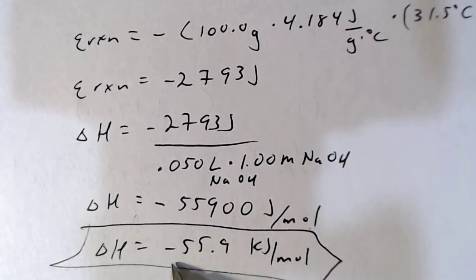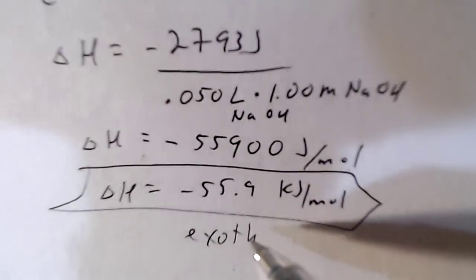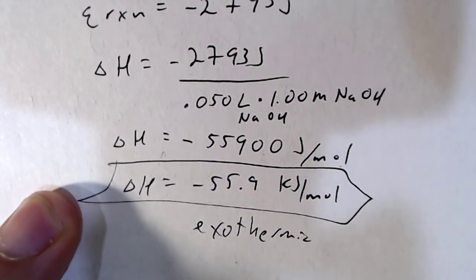This is a negative value because it is exothermic. Exothermic reactions release heat and have a negative delta H.